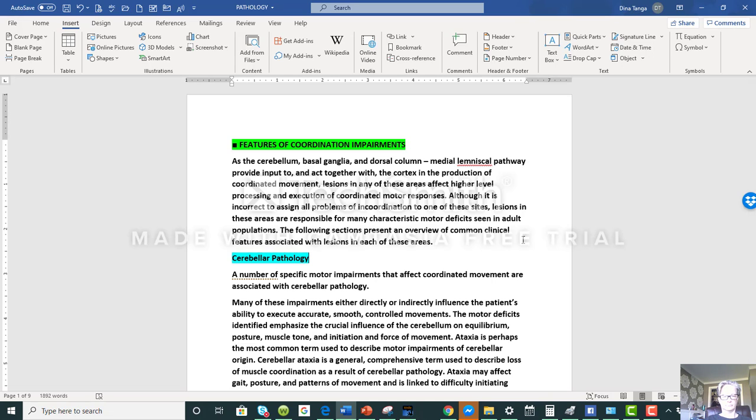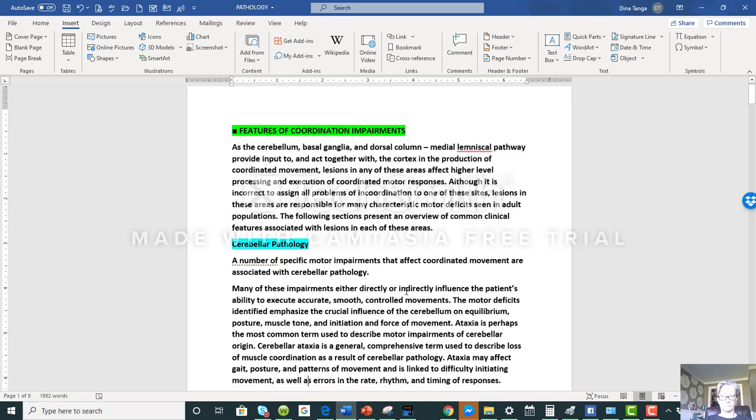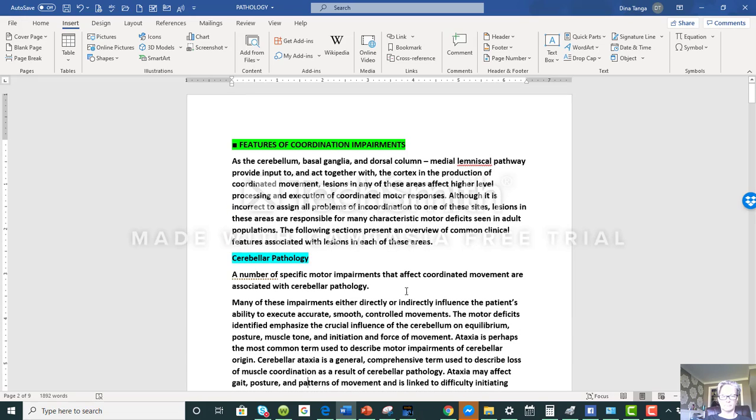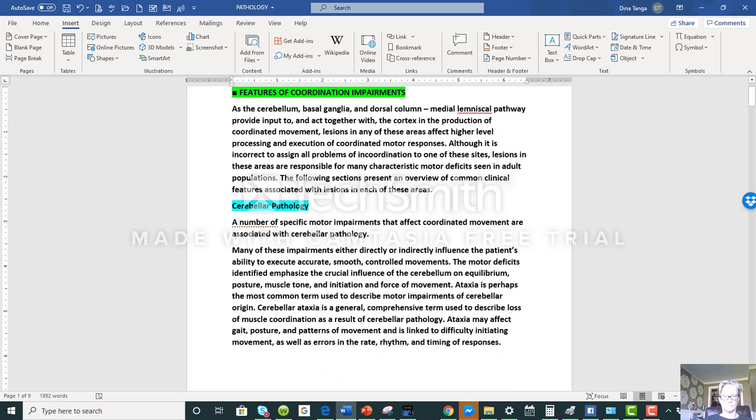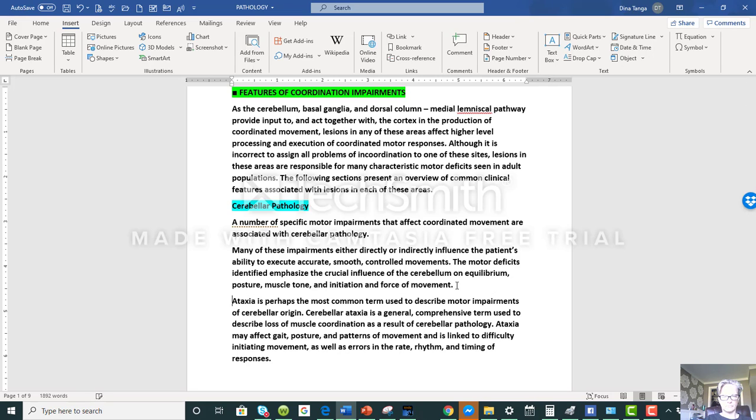Cerebellar pathology. A number of specific motor impairments that affect coordinated movement are associated with cerebellar pathology. Many of these impairments either directly or indirectly influence the patient's ability to execute accurate, smooth, controlled movements. The motor deficits identified emphasize the crucial influence of the cerebellum on equilibrium, posture, muscle tone, and initiation and force of movement. Ataxia is perhaps the most common term used to describe motor impairments of cerebellar origin.